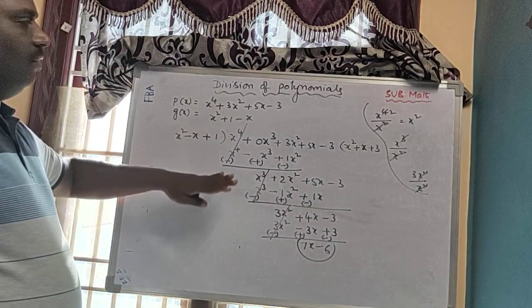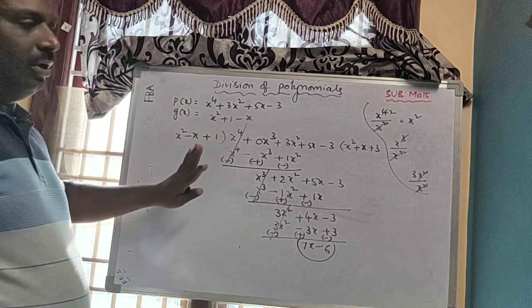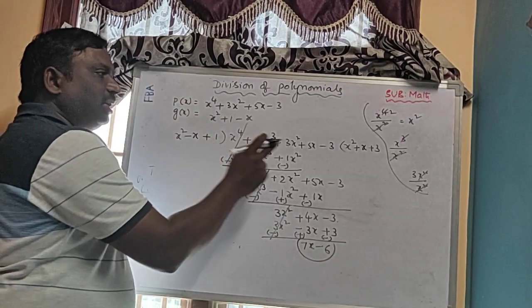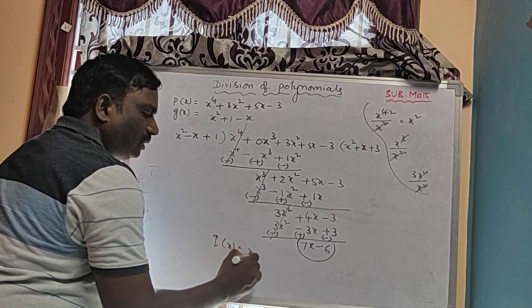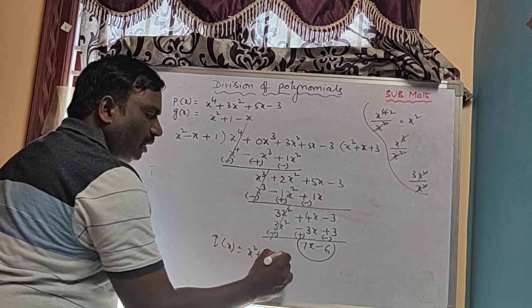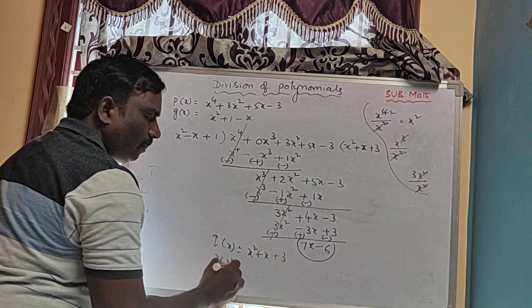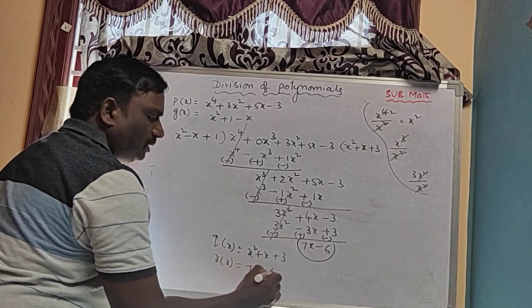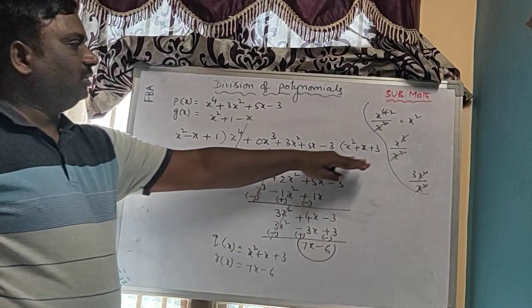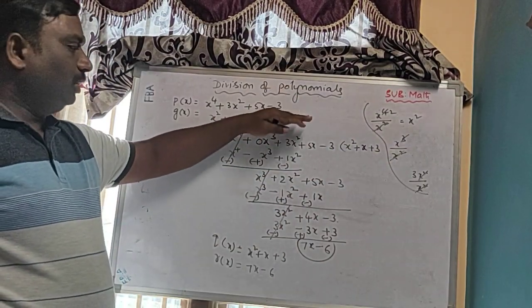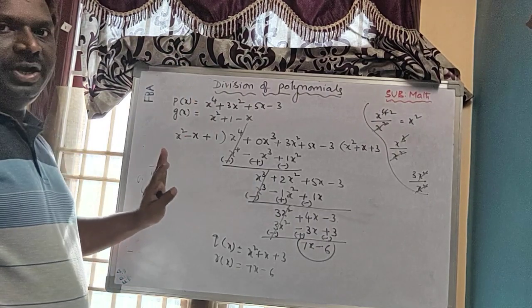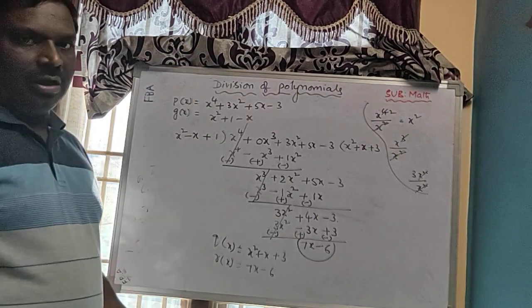This is the division algorithm for polynomials. Here we have to find q of x and r of x. What is q of x here? q of x equals x square plus x plus 3. r of x equals 7x minus 6. Sometimes some of the students will write q of x above the dividend also, no problem. You can write it here also. This is finding the q of x and r of x.